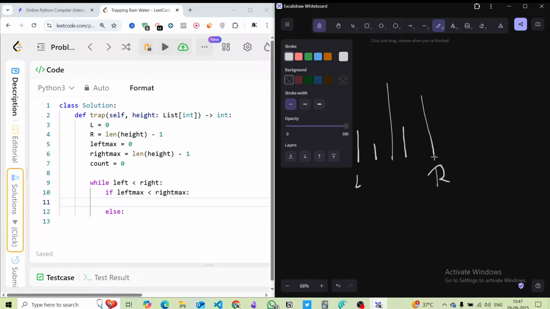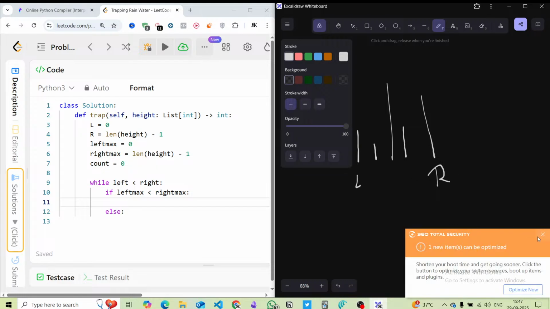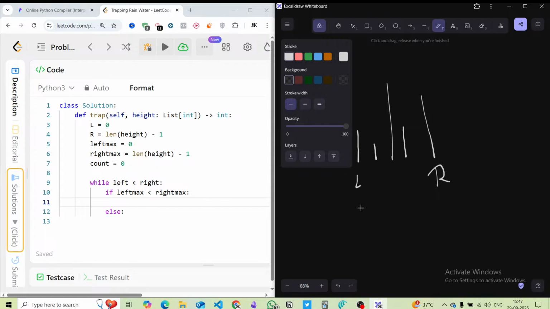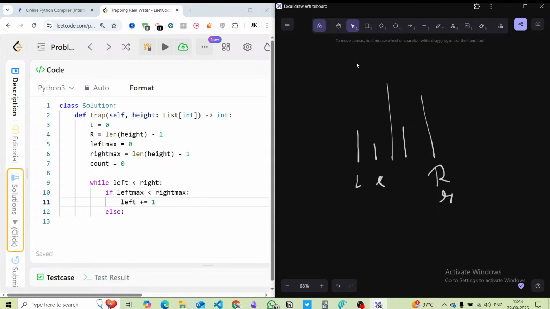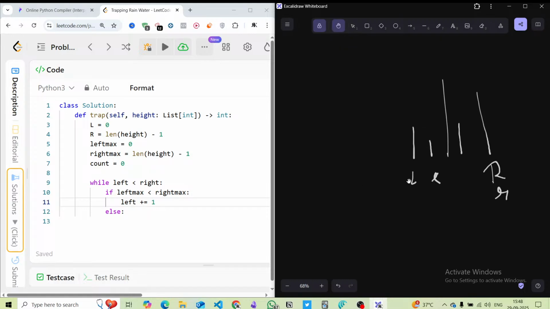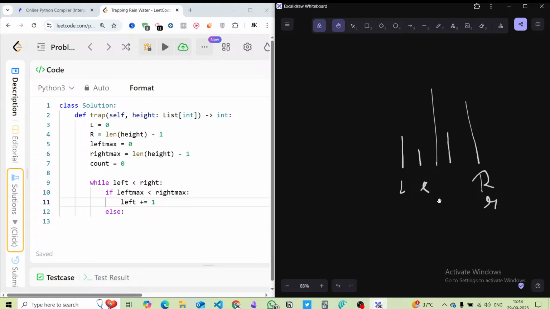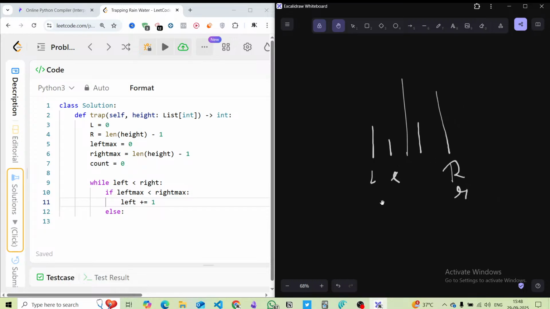So if left max is less than the right max, what we need to do is move the L pointer. Here will be the L pointer, and here will be the R pointer, as we declared in the variables. So we need to move this L pointer here, so we just increment it: left plus equal to 1. After incrementing, we need to make sure the left max is greater than the L pointer. The left max needs to be always the greatest one; it records the greatest value on the left-hand side.